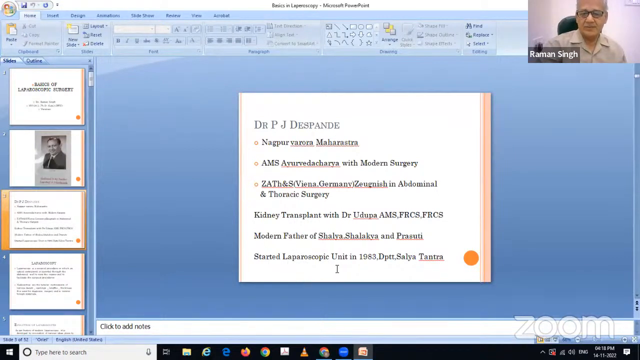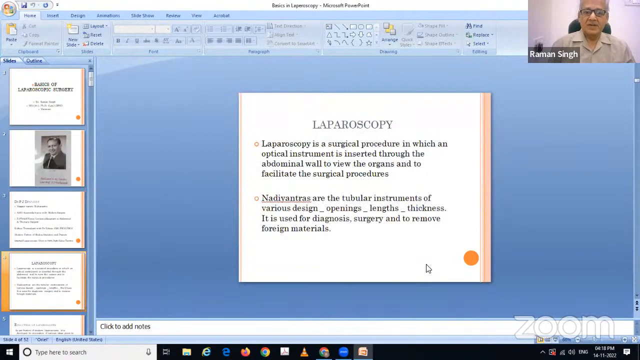And by his attempt, I started a laparoscopy surgery unit in 1983 in the Department of Shalyatantra. So he is the pioneer and the father of starting laparoscopy surgery in Shalyatantra. Now, laparoscopy is a surgical procedure in which an optical instrument is inserted through the abdominal wall to view the organs and to facilitate the surgical procedure. This is the definition of modern laparoscopic surgery.